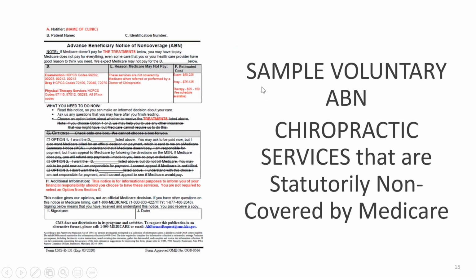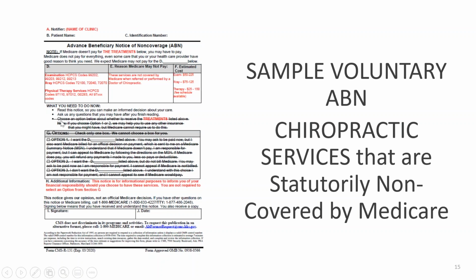Here's a sample of a voluntary ABN. Notice it's the same form, okay? But you'll notice that on this voluntary ABN, because we're simply notifying the patient of different treatments that Medicare might not cover, you would put your codes on there. The reason why Medicare would not pay is these services are not covered by Medicare when referred or performed by a doctor of chiropractic. Then you put your estimated cost in.